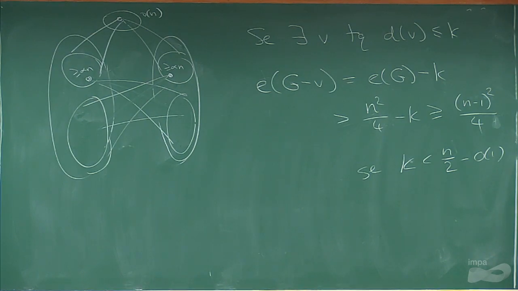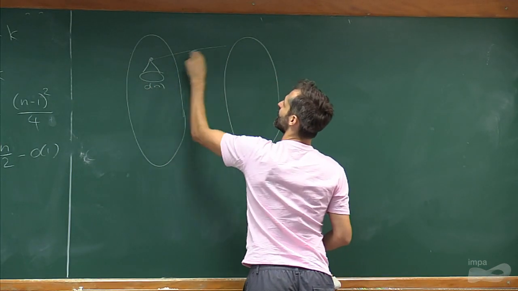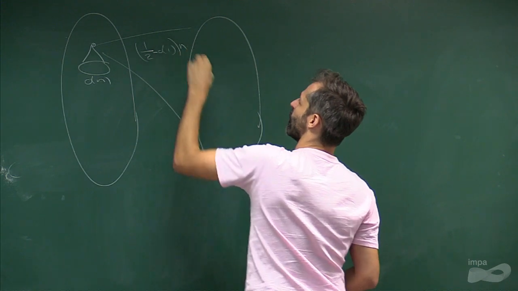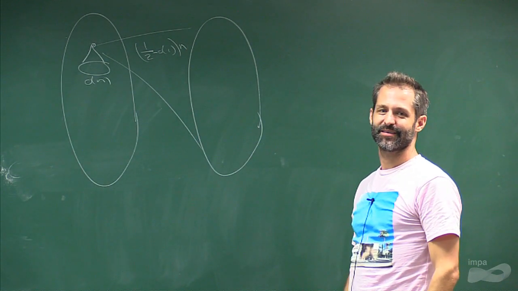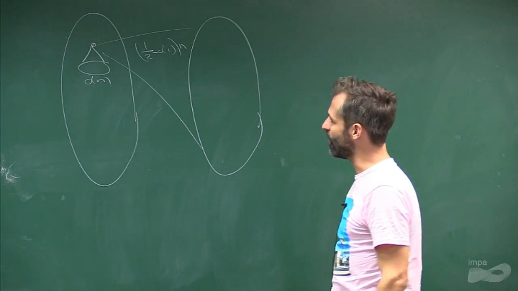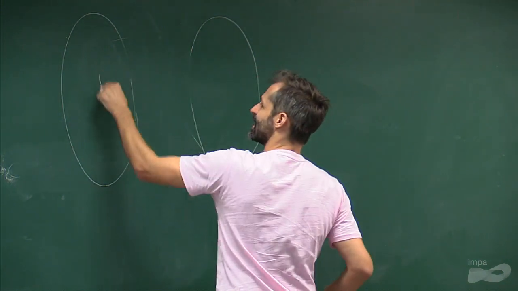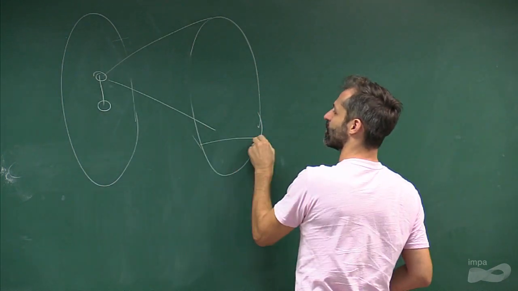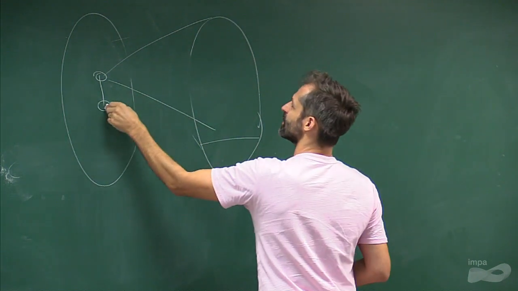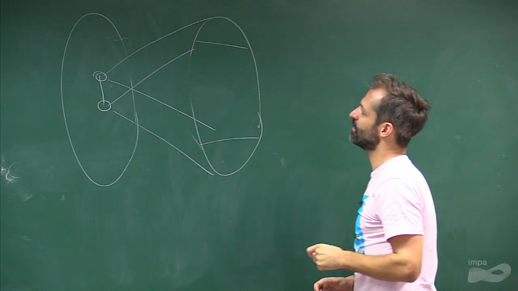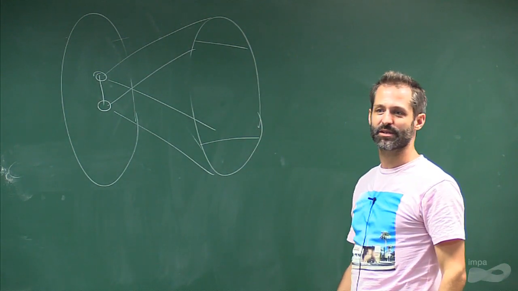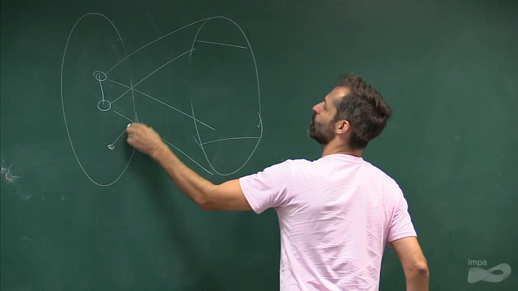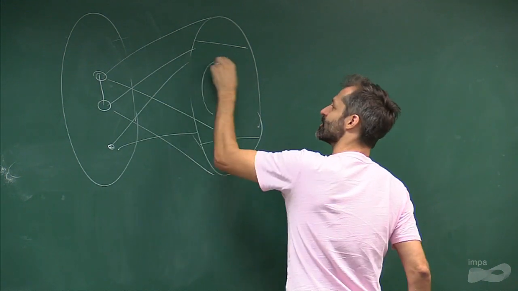So everybody has degree little o of n inside, and a half minus little o(1) times n edges across. How do we find a C5 now? Well, take any edge here. This has a neighborhood of almost everybody. This one has a neighborhood of almost everybody. So the common neighborhood is almost everybody. And now any vertex here also has a huge neighborhood. So there's a huge neighborhood here.